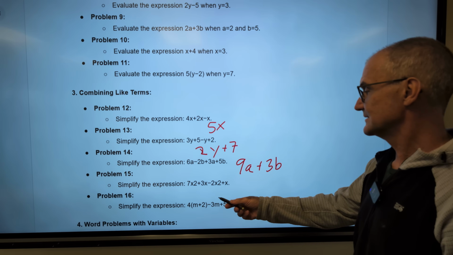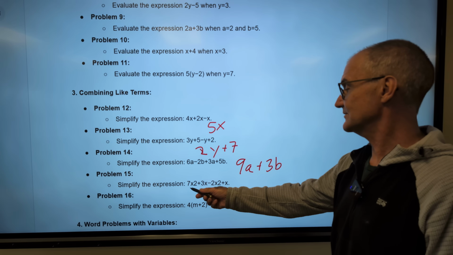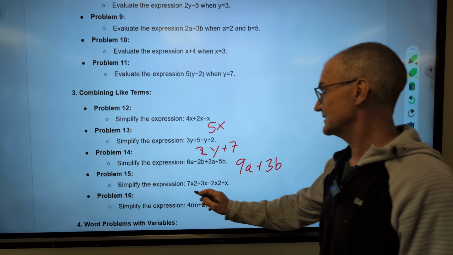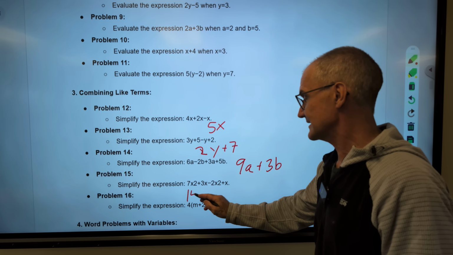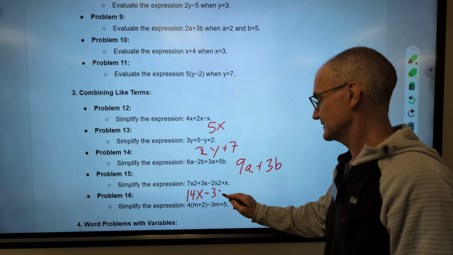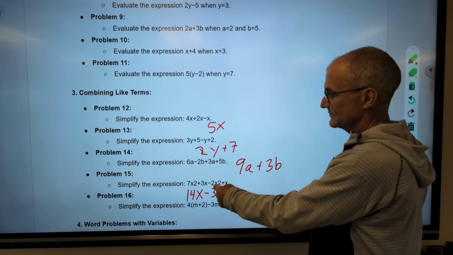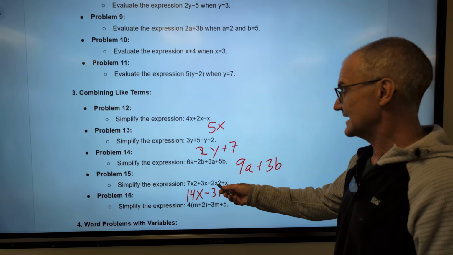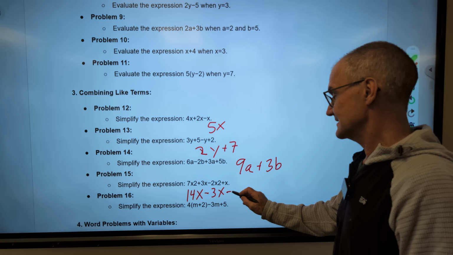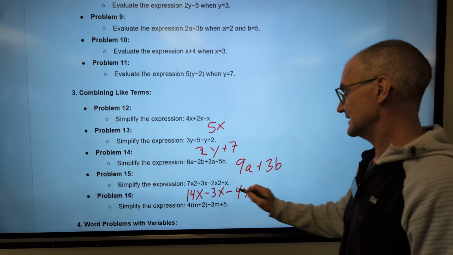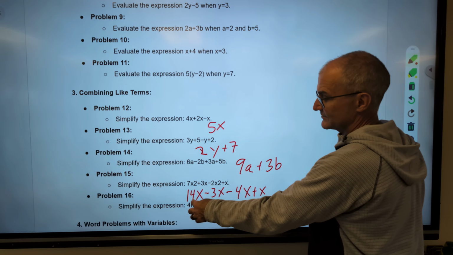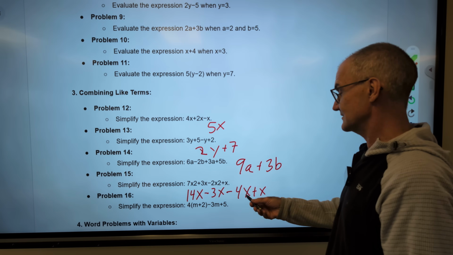Simplify the expression. This is 7x times 2, I think. So this would be the equivalent of 14x plus 3x. This is negative 2 times 2, but this is an x right here. It's the same, look at that. So it's negative 2 times 2 times x, which is negative 4x. And then I have that x at the end. Now that I've multiplied these things together, 7 times the 2 to get the 14x, the negative 2 times the 2 to get the negative 4x.